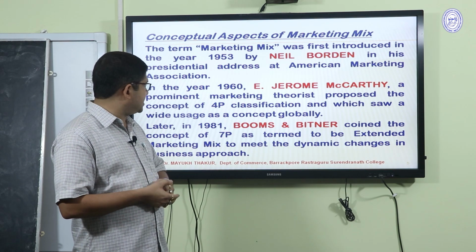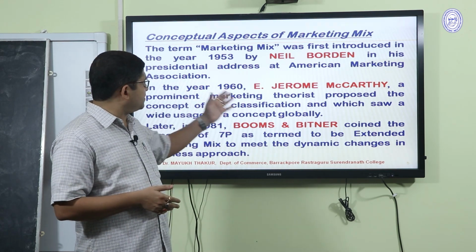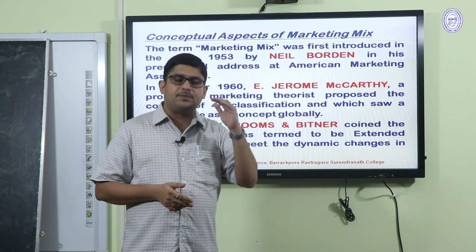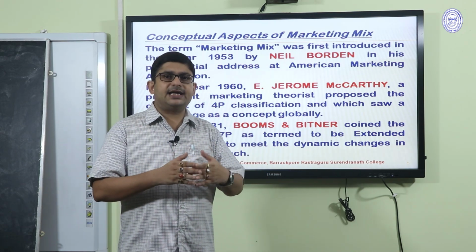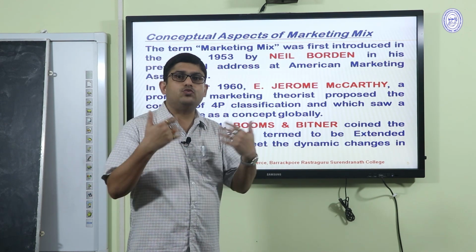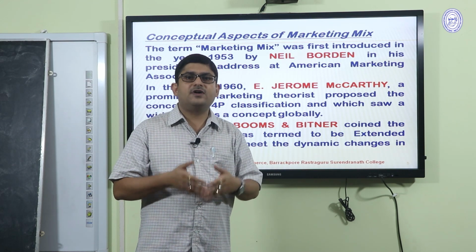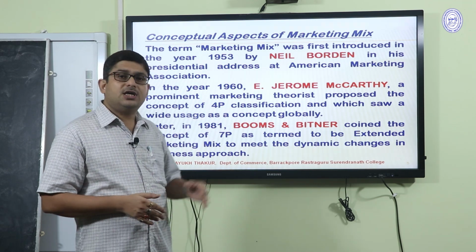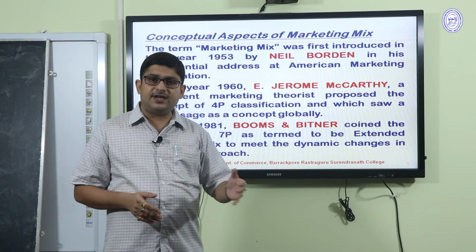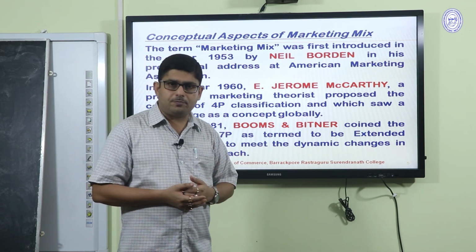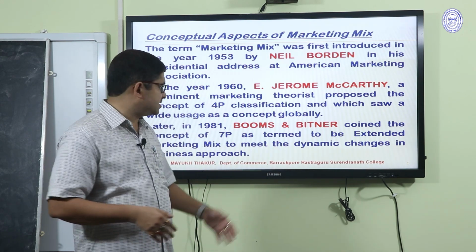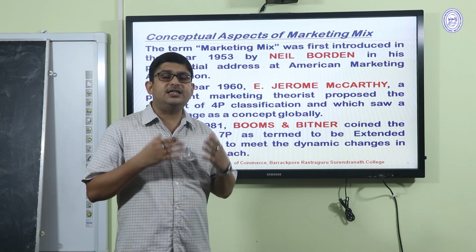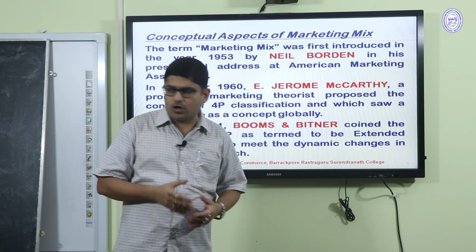Next, in the year 1960, Jerome McCarthy, the prominent marketing theorist, proposed the concept of the 4P classification. The classification by this theory of marketing mix gives a shape through which we can now draw the diagram of the 4 P's and 7 P's of marketing mix. And later in 1981, Booms and Bitner introduced the additional 3 P's after the 4 P's, that is people, process and physical evidence, which is the extended marketing mix, very much required for the dynamically changing business activity in the whole world.